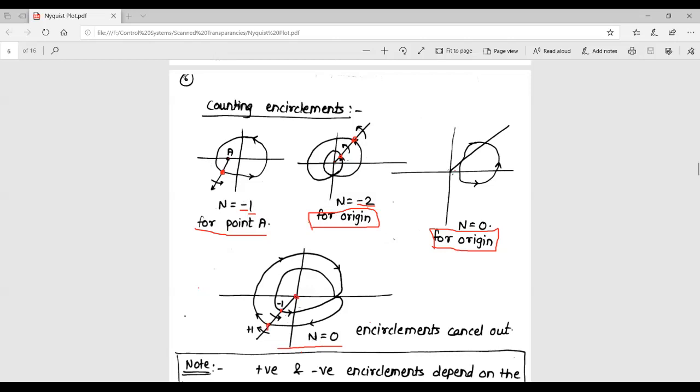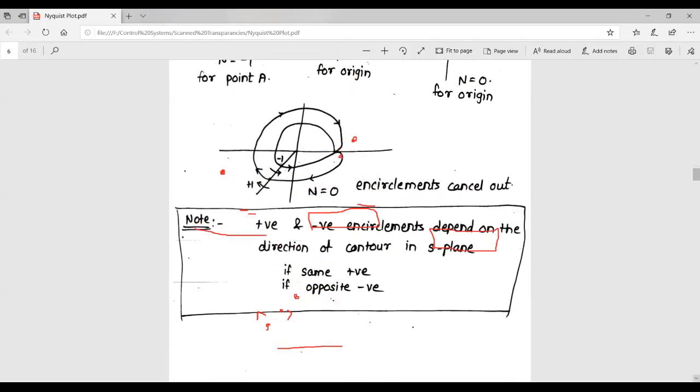But if you just follow the arrow directions, then you will find that here it is anti-clockwise, and here it is clockwise. So here there will be -1 and here there is +1. So -1 plus 1 cancels out each other, and then finally the encirclement is equal to 0, right? I hope it is clear to you how to calculate the encirclements and how to interpret the sign of the encirclement. Now let us just see once the note.